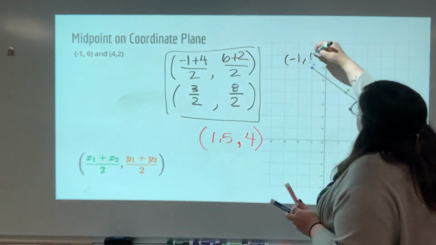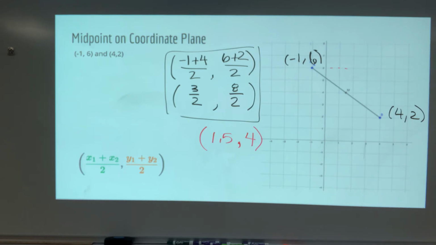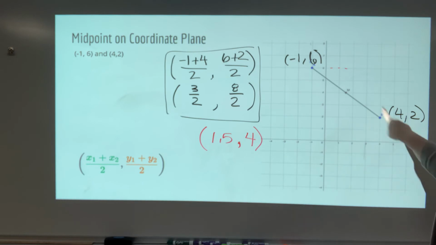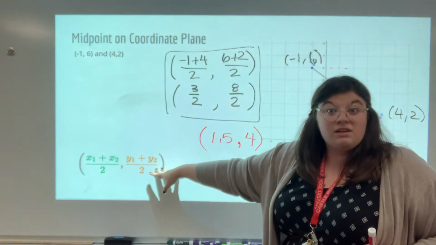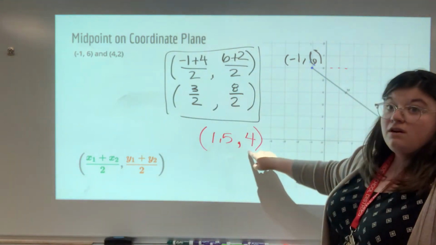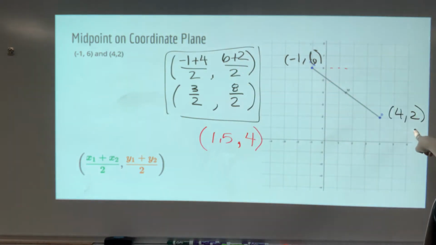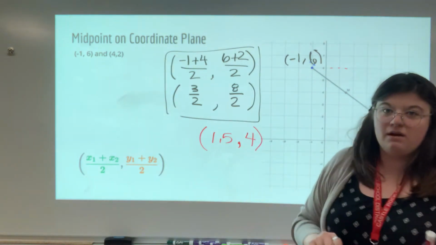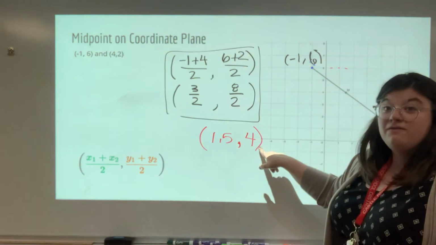Those were our original points. Again, all we did is we took our original x-coordinates of -1 and 4. We added them together according to this formula and then divided by 2. To find our y-coordinate of 4, we took our original y-coordinates of 6 and 2. We added them together, we divided by 2, we got 4 there, all right? So that tells us that our midpoint should be at 1.5, 4.